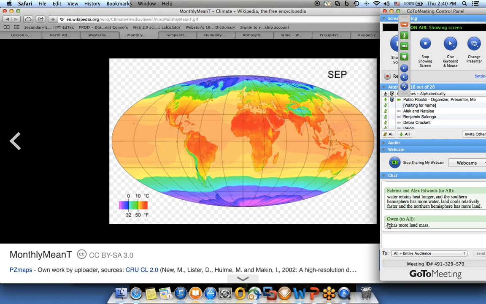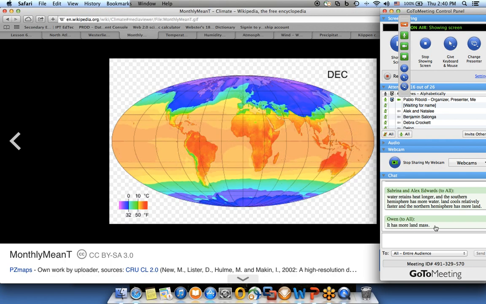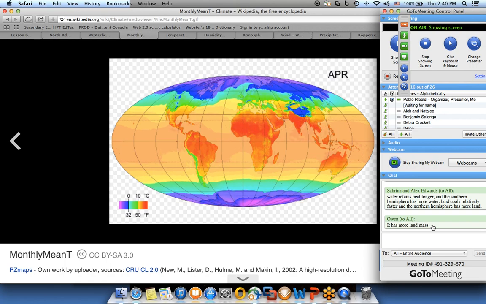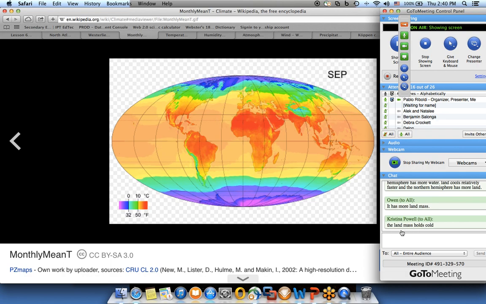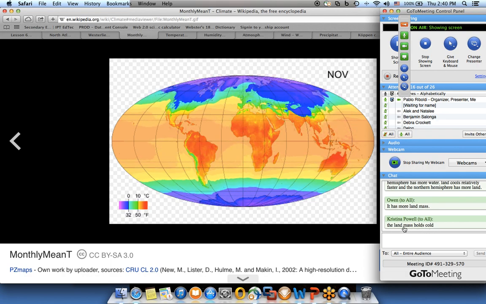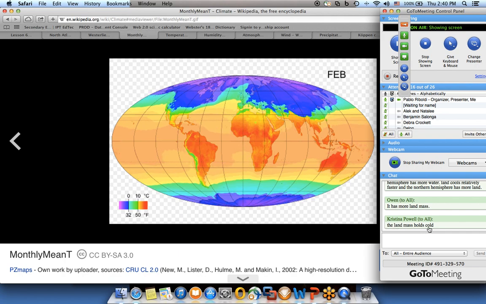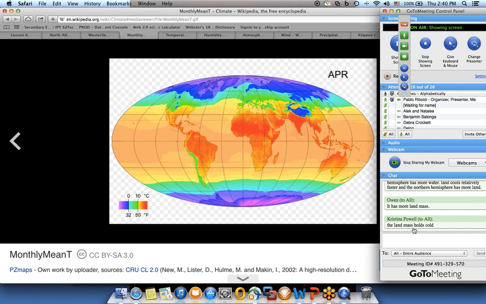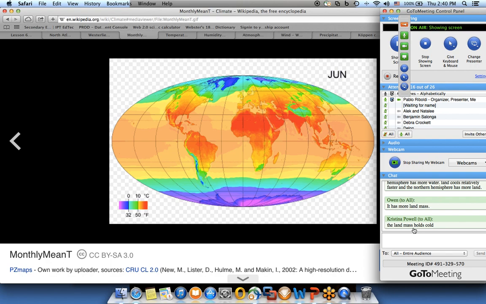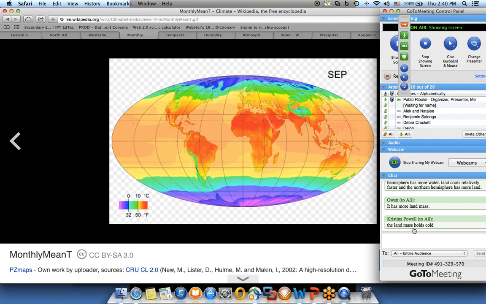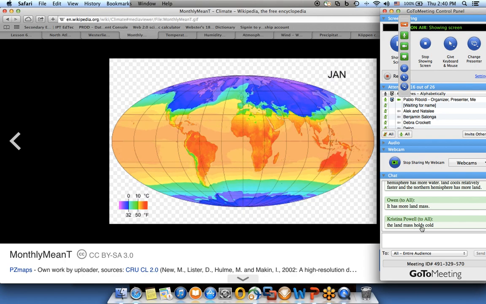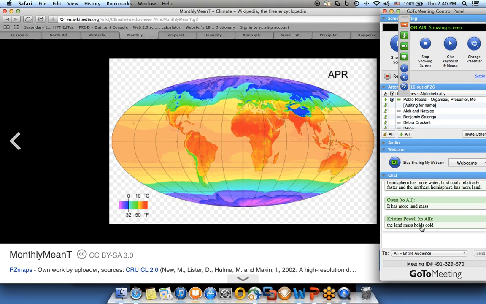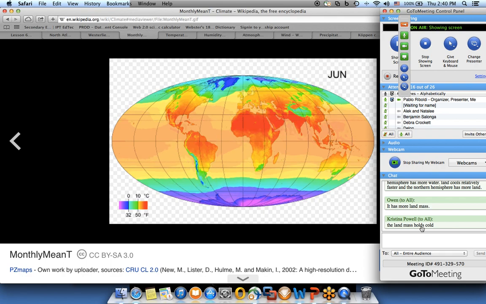Okay, excellent. So it has more landmass. The northern hemisphere, Owen, good job. It has more landmass. And what is the effect that having more landmass has? The landmass holds cold. Well, cold is nothing, okay? Cold is really the absence of heat, so you cannot hold cold. What you are not holding is heat, all right?